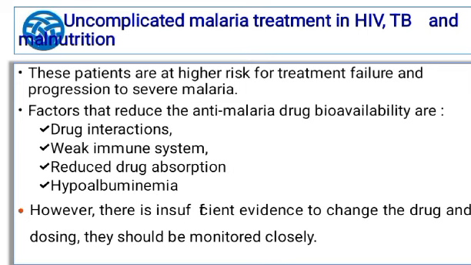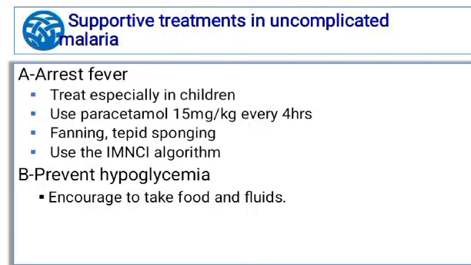Uncomplicated malaria treatment in HIV, TB, and malnutrition. These patients are at high risk for treatment failure and progression to severe malaria. Factors that reduce anti-malarial drug bioavailability are drug interactions, weak immune system, reduced drug absorption, and hypoalbuminemia. However, there is insufficient evidence to change the drug and the dosing. They should be monitored closely.